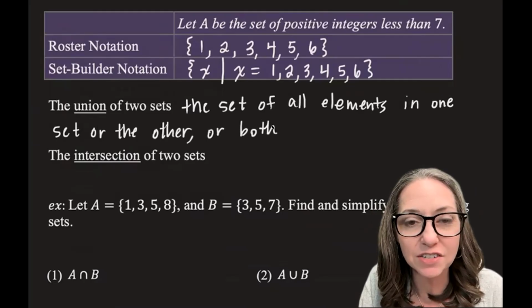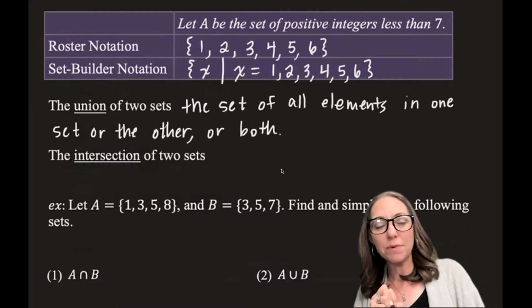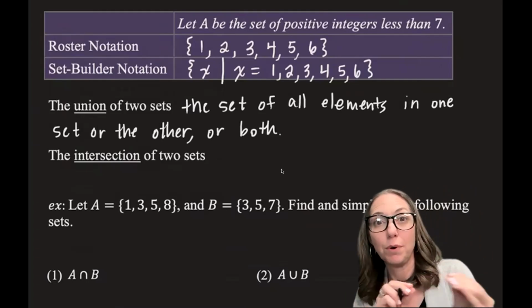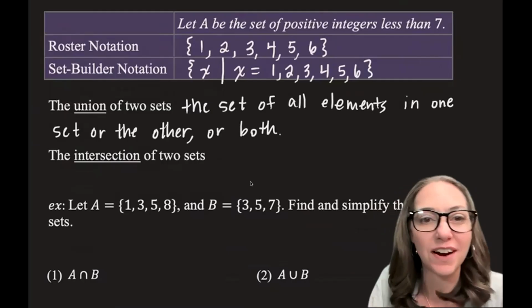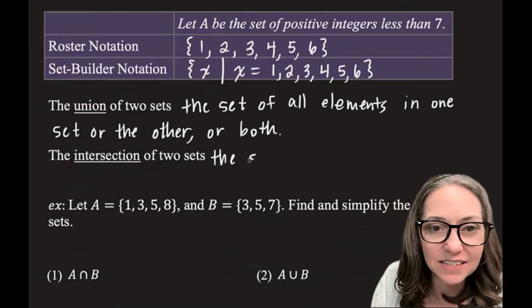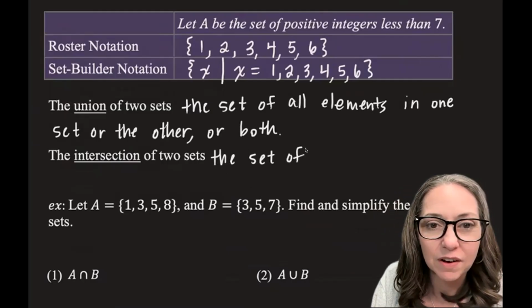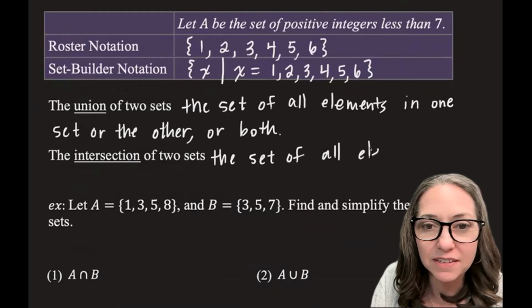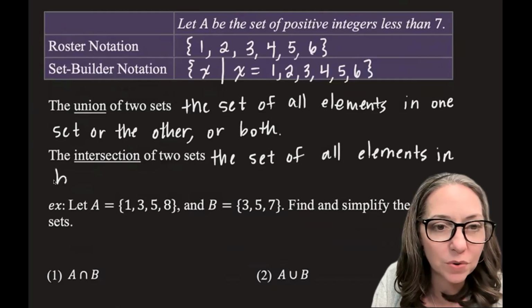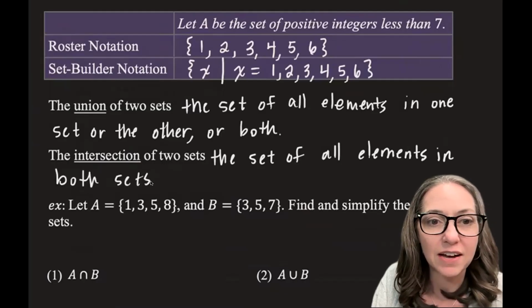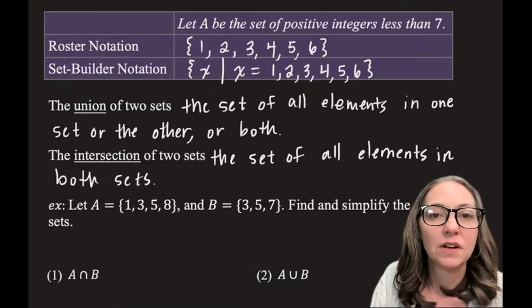And their intersection, that's the set of elements that is just in both of the two sets that you're considering. Where do they overlap? Where do they intersect, right? So that is the set of all elements that are in both sets. So let's take a look at an example, of course.